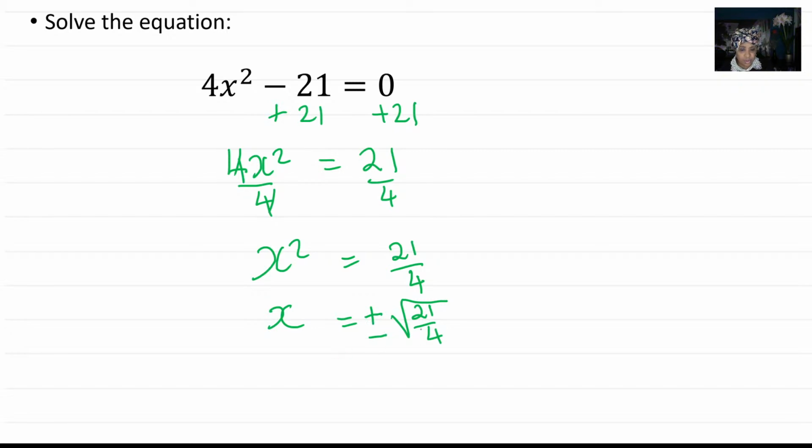Now the square root of 21, we can leave that as a radical, but we know the square root of 4 is 2. So we could write this as x equals positive square root of 21 over 2, and also x is equal to, I'll write it down here, negative square root of 21 over 2. So these are your two values.